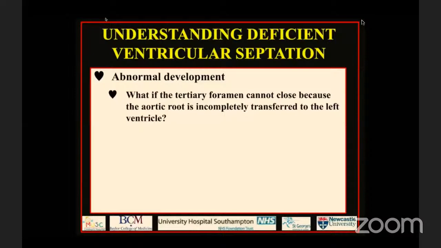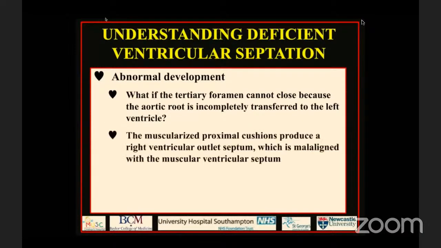There is another reason, however, why the tertiary foramen can never close, and that is because on occasion the aortic root is incompletely transferred to the left ventricle. And then the muscularization of those proximal cushions will give us a structure that remains within the right ventricle, but which will be malaligned with the apical part of the septum. And you've seen that the apical part of the septum is produced by that ballooning, the apical trabecular components of the left and right ventricles.